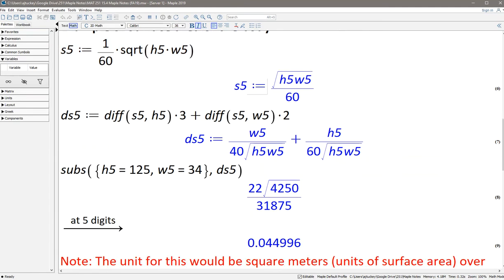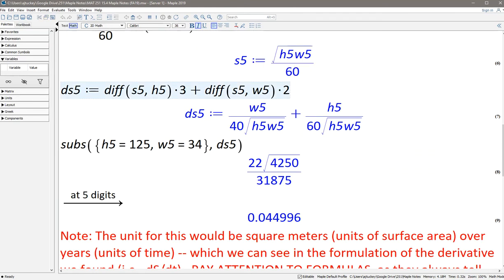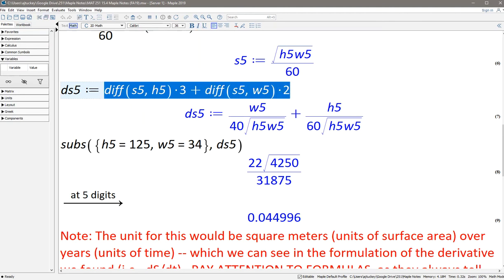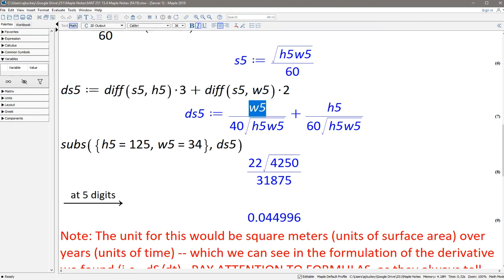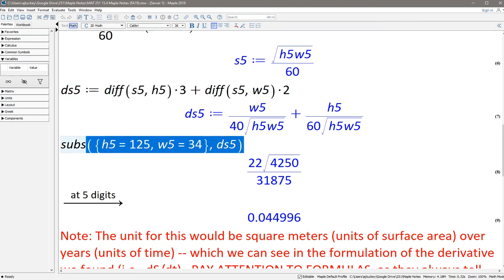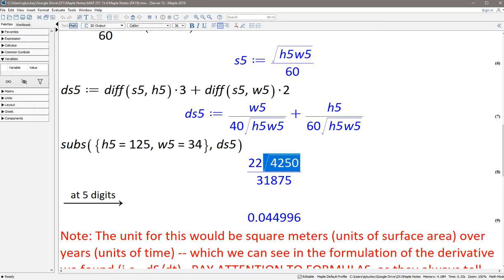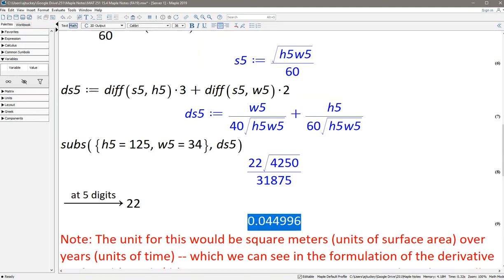So it has a function there, and then I found the derivative right here, and then I multiplied it by 3, and then I multiplied it by 2. So there's the derivative right here, and I substituted 3 and 2 in, and then I allowed the x and y value, or the h and w values, to be 125 and 34. And so when I did that, it came up with this answer, which I did not want. I wanted a decimal approximation, and sure enough, I just said to give it to me in decimals, and it did.